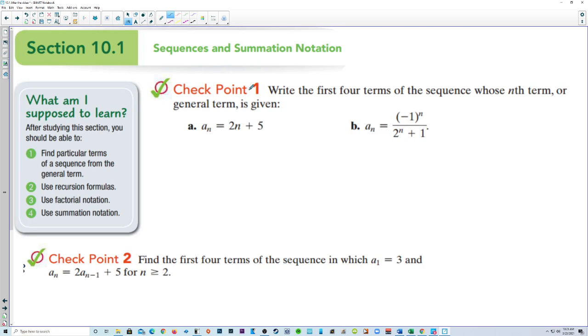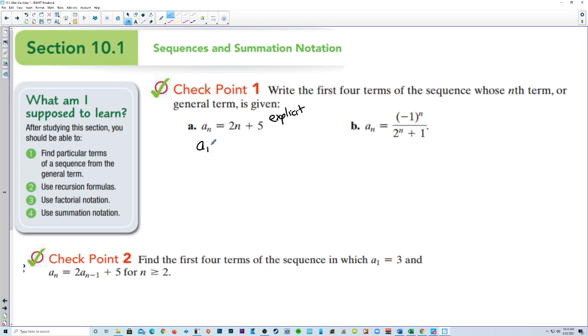Sequences and summation notation. Write the first 4 terms of the sequence whose nth term or general term is given. So a sub n equals 2n plus 5. This is an explicit formula. Explicit. Which means we could jump to the 100th term no problem just by plugging in 100.